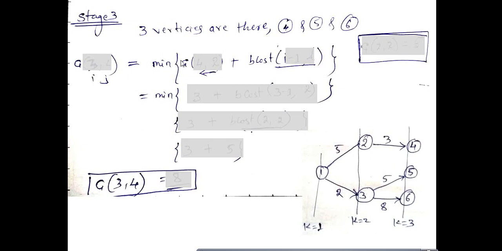Now stage 3. How many stages are there? Total 5 stages. So now we are calculating the third stage. How many vertices? 3 vertices: 4, 5 and 6. Individually we have to calculate these vertices. So first we will start from vertex 4. Okay, apply the formula.